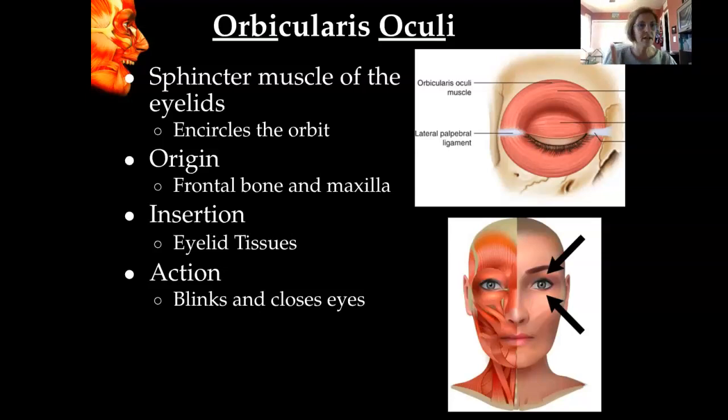Orbicularis, going in an orbit like the Earth around the sun. Oculi, because this is your ocular area, right? Regional terms. Any questions on orbicularis oculi?